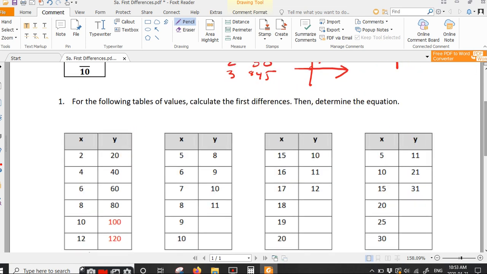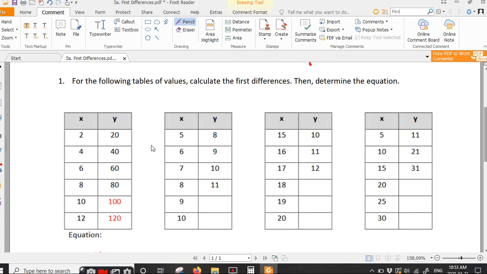So, for the following tables of values, calculate the first differences. What are the first differences? The first differences are essentially the differences in the y values. Simple explanation, but that's essentially what it is. The differences in the y values.